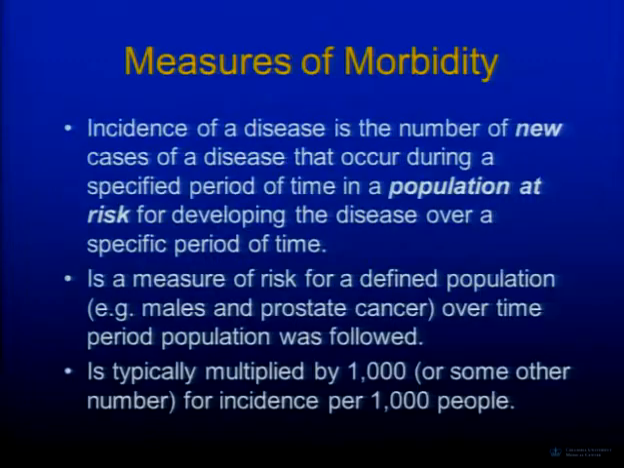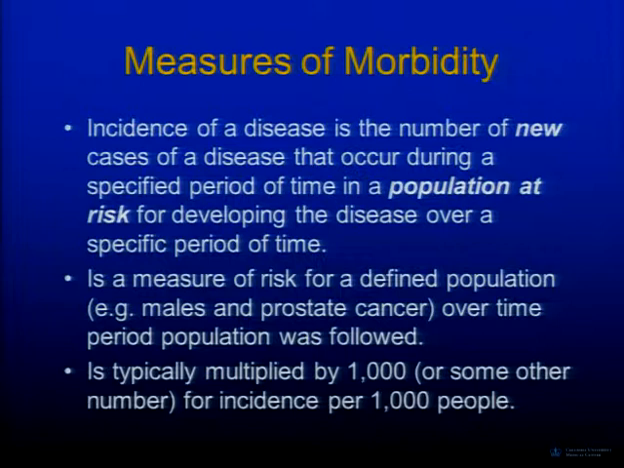So one of the other things is measures of morbidity or sickness. And these are very important because we don't want to do our studies on mortality and only capture things that kill people. We want to try and get people earlier in the disease process. So the incidence of a disease is the number of new cases of a disease that occur during a specified period of time in the population at risk for developing the disease over that period of time. So it's a measure of risk for a defined population over time that the population was followed.